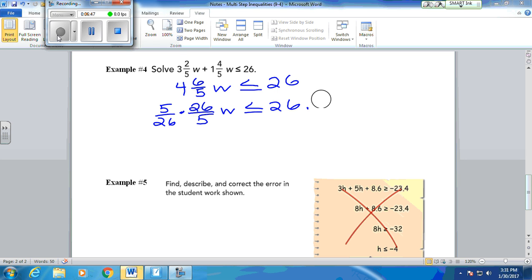I wrote the wrong thing down. And I get 5/26. I can cross-cancel my 5s, cross-cancel my 26. I'm just left with the W. I can also cross-cancel over here the 26, which just leaves me with, no, W is less than or equal to 5. Okay, go ahead and give number 5 a shot on your own. They're just asking for you to find, describe, and correct the error in the student's work.